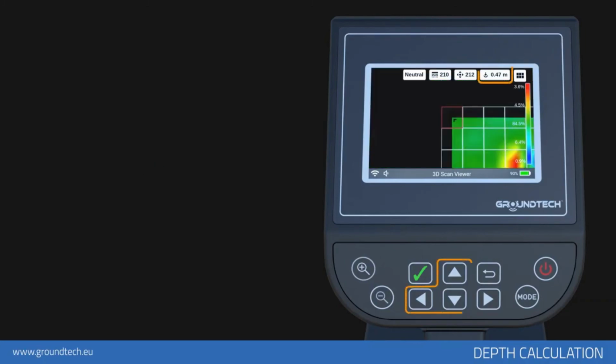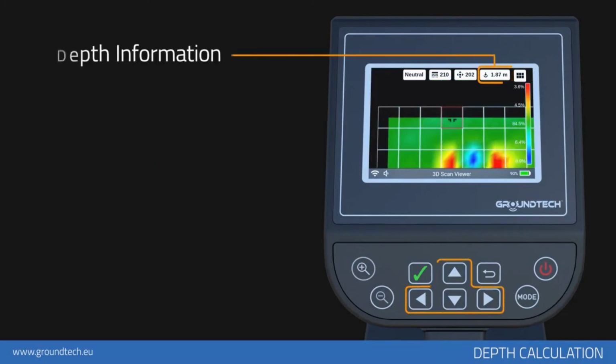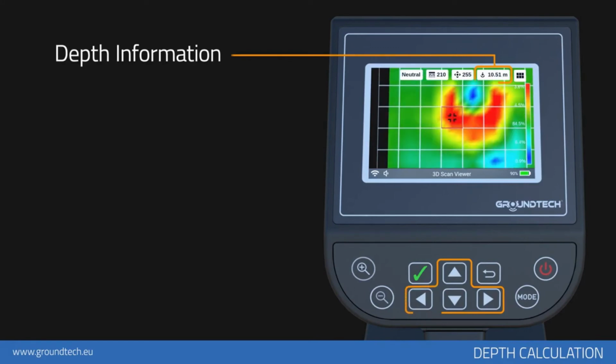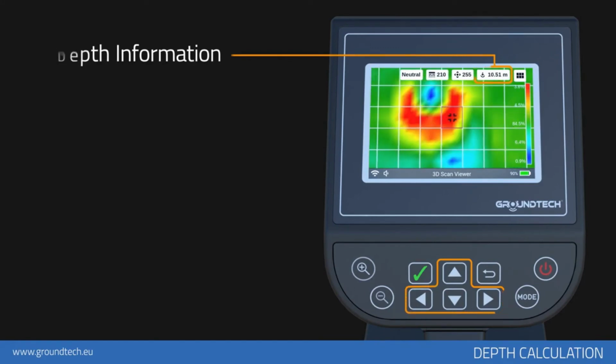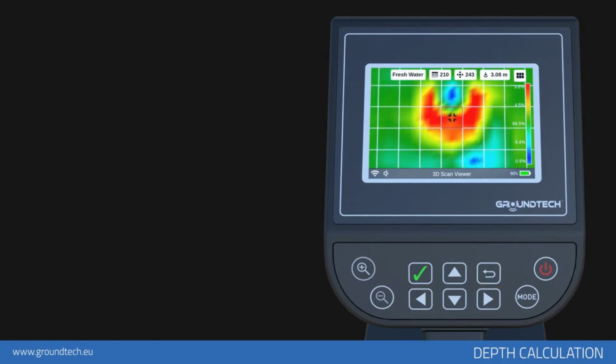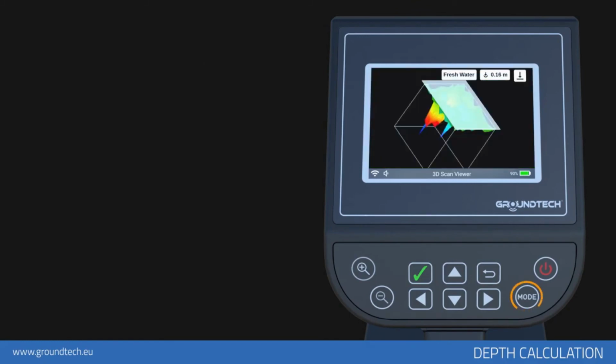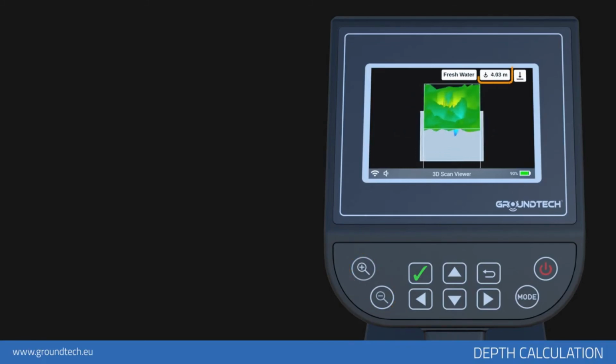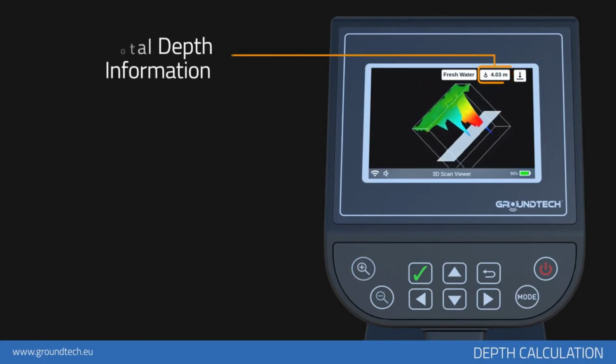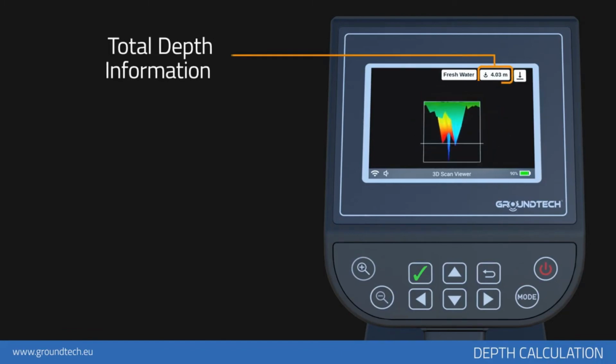After you select the type of soil, you will see depth information for each point on the top bar as you go around the graph with direction buttons. In order to see total depth information, you will have to switch to Depth Information in the 3D Viewer function. You can move the depth level indicator up and down with Zoom In and Zoom Out buttons on this screen. You can see the total depth information on the top bar. Numbers on the graph show meters or feet.